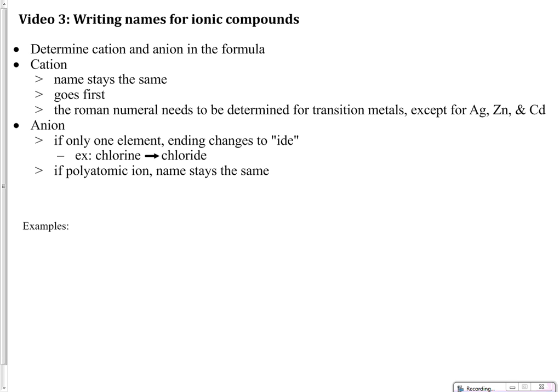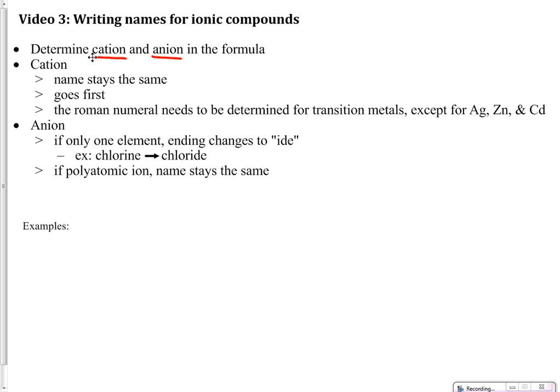Now, the first thing we want you to be able to do is look at the formula and determine the cation, the one that is positive, and the anion, the one that is negative. You're basically going to learn that compounds have two names, a first name and a last name. The first name fits the cation, the positive part of the compound. You just name the element, and that name stays the same. It goes first, and if you have a transition metal, you will need a Roman numeral to indicate the charge that transition metal has.